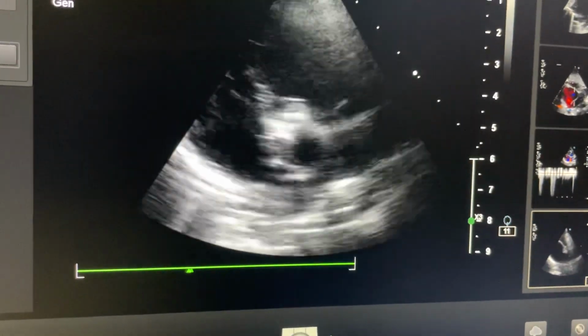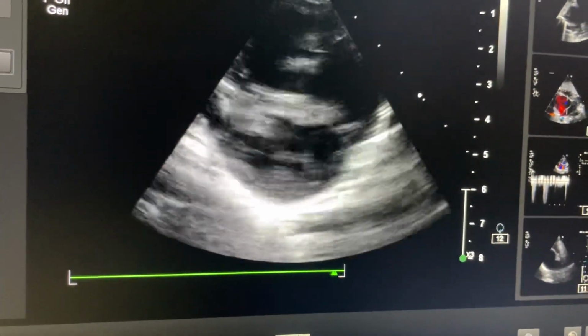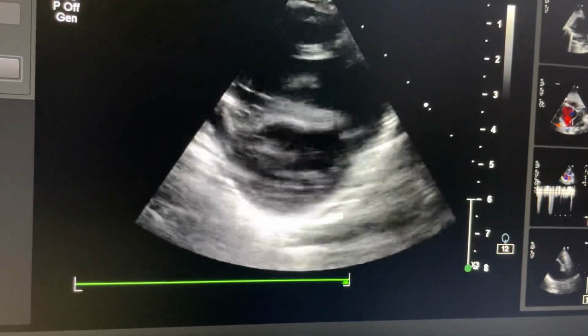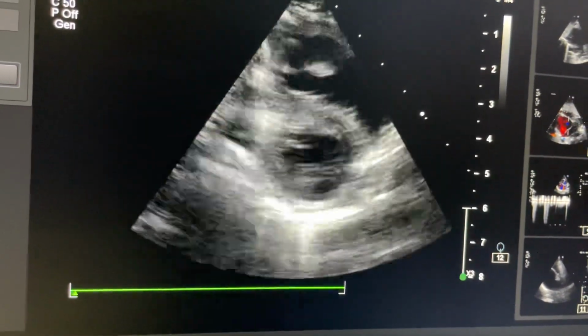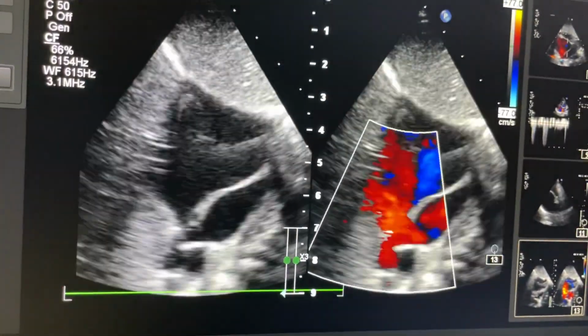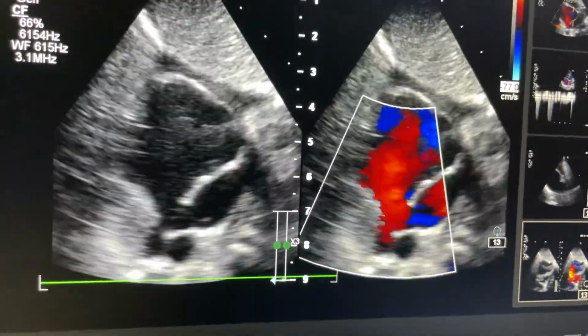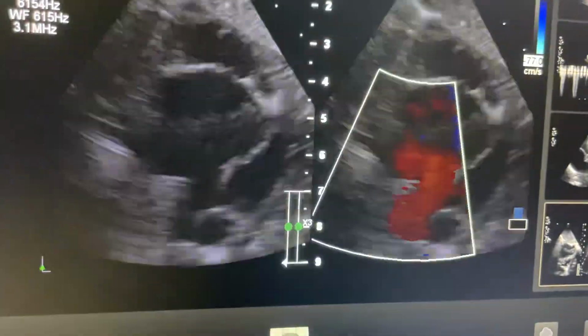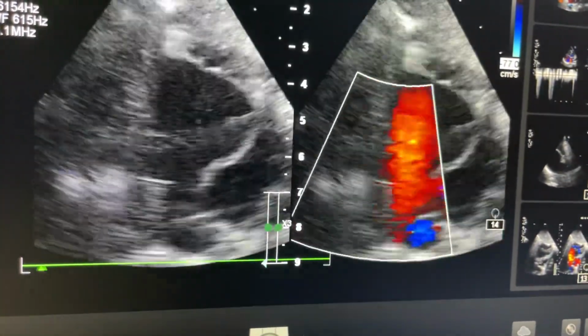This is fourth chamber view. You see the right atrium and right ventricle. So in this image, right ventricle is dilated compared to left ventricle. This is again the ASD. You can see the flow across the ASD.